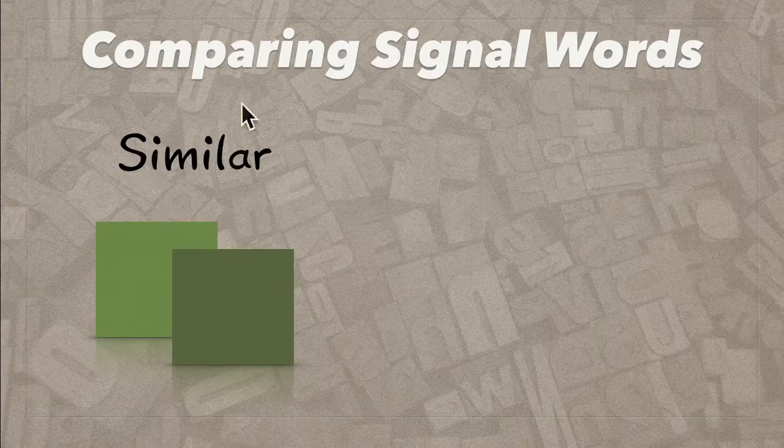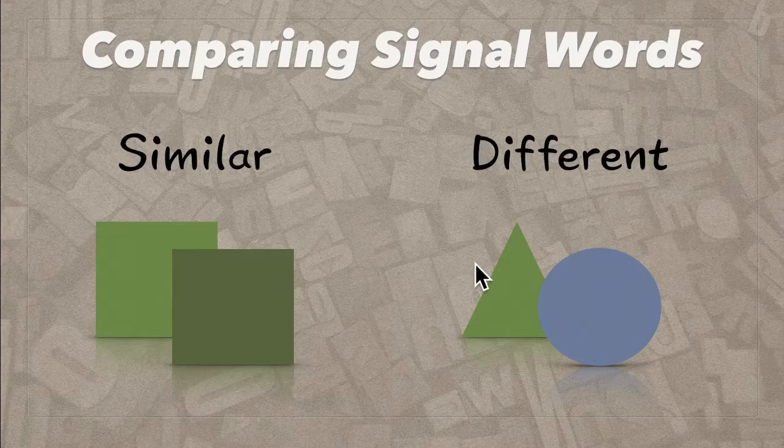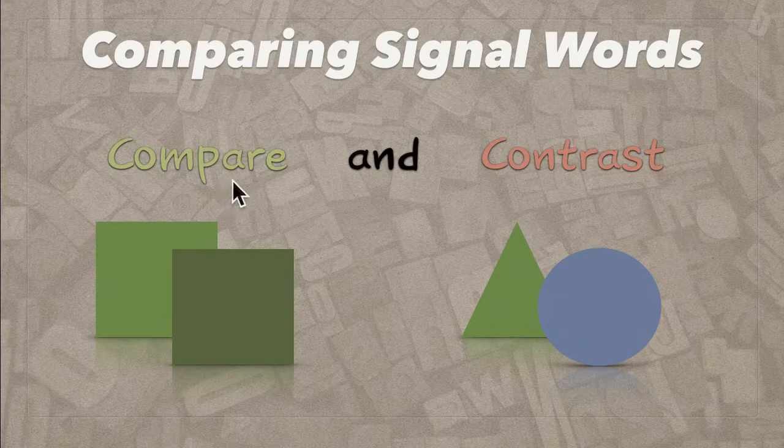In addition to things that are similar, we look at things that are different from each other. For example, these two shapes. One is a triangle and the other is a circle. One is green, however, the other is blue, and so on. You can also compare for similarities and contrast for differences.